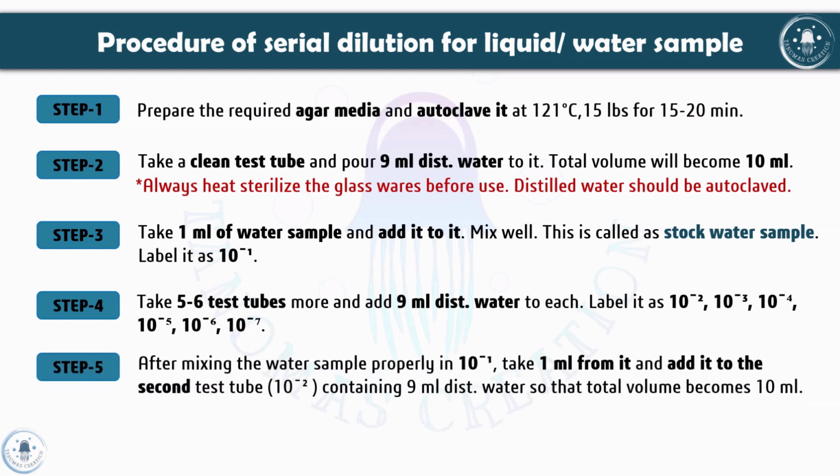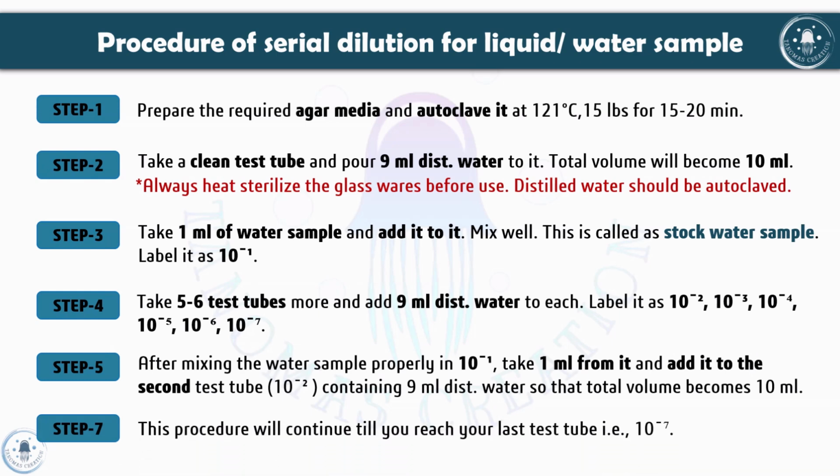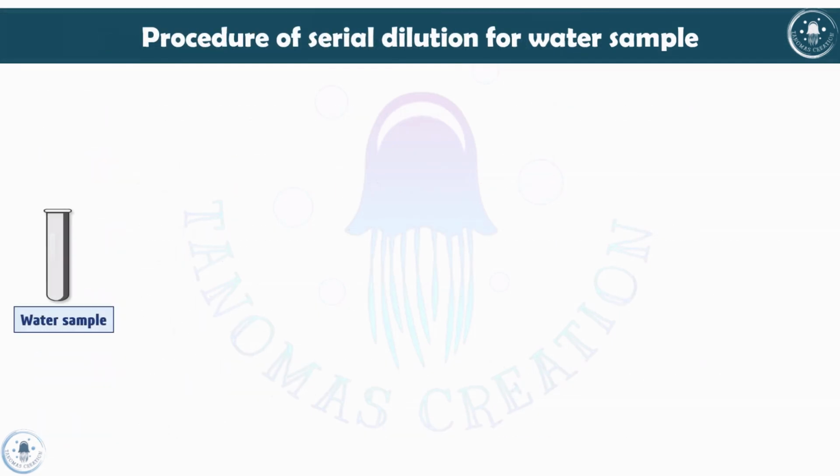Next, you mix the water sample properly in 10 to the power minus 1. And from there you take 1 ml and add it to the second test tube, which is labeled 10 to the power minus 2 and contains 9 ml of distilled water. Okay, and the total volume will become 10 ml. Now you continue this process till you reach your last dilution, that is 10 to the power minus 6 or minus 7. Okay, so this will become more clear if you look at this pictorial presentation.